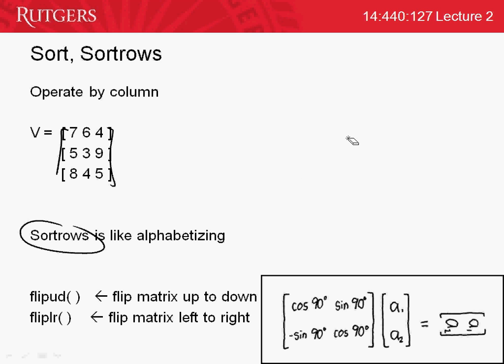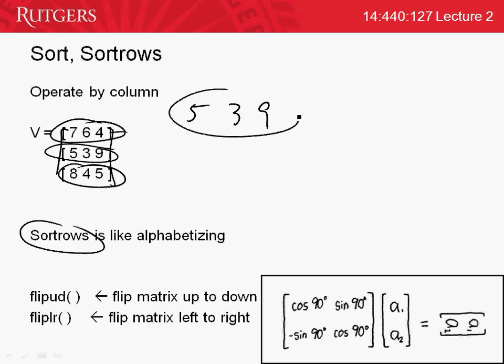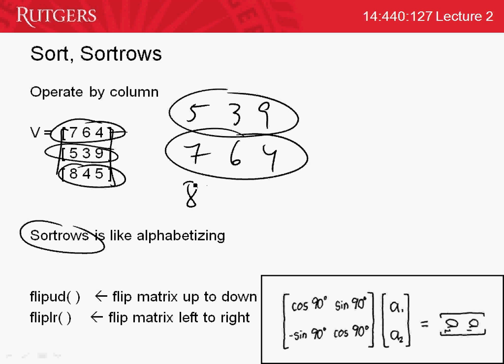Sortrows is like alphabetizing. So what it's going to do is keep each row together. So each row is a solid block. And it's going to order them first, starting with the leftmost element. So it'll say, okay, 5 is the smallest, so keep that row together, make it first. 7 is the next smallest, keep that row together, make it second. 8 is the next. Right? If there were two elements that were the same in the first column, then it would look at the second column to determine which comes first, which has a smaller element in the second column. Right? So it's literally alphabetizing, but using numbers. All right? So sortrows is like alphabetizing.